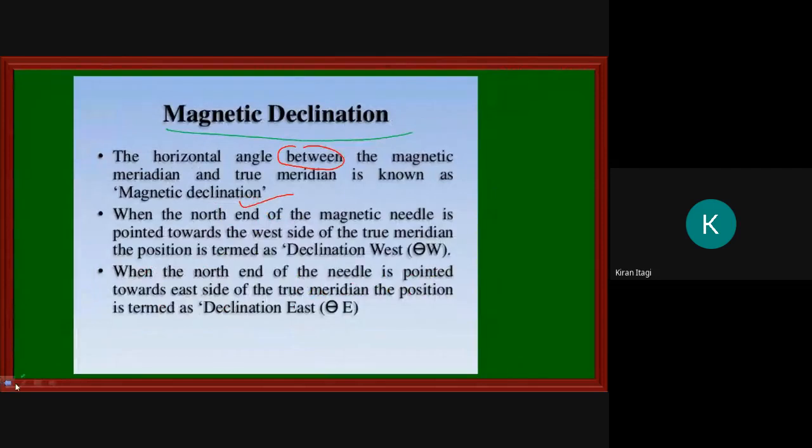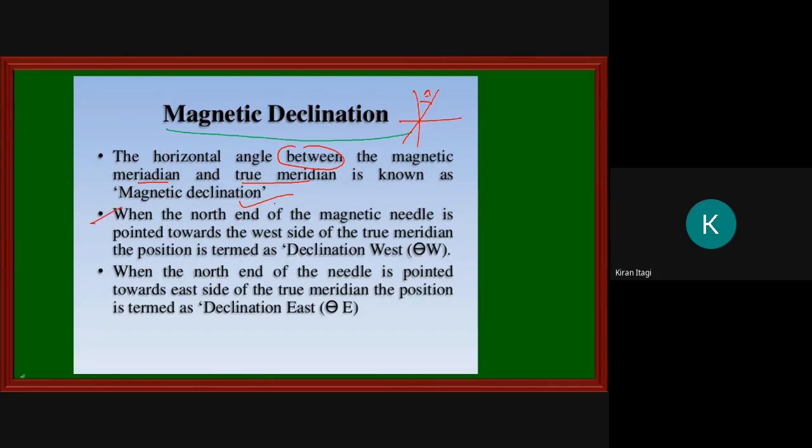Okay. So, what is magnetic declination? It is the horizontal angle between the magnetic meridian and true meridian. The inclination that you have seen, I will call this one as delta. Therefore, we will call it magnetic declination.